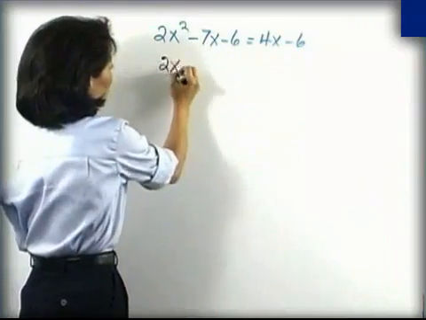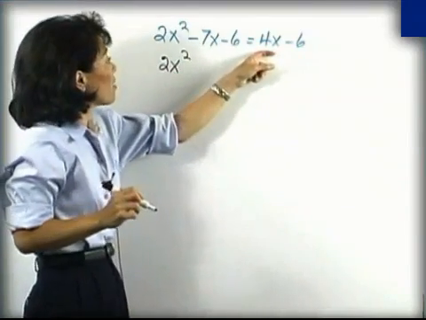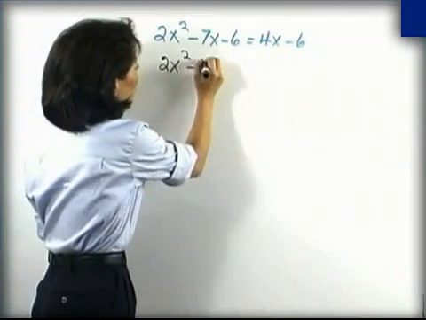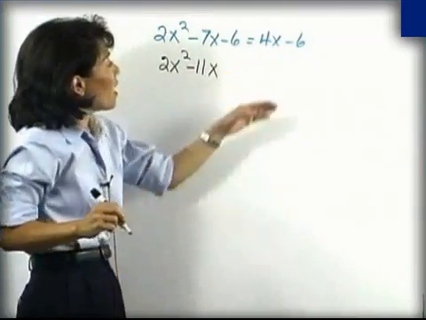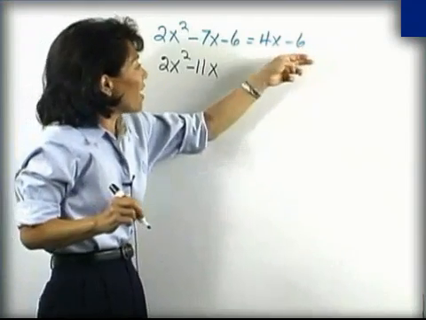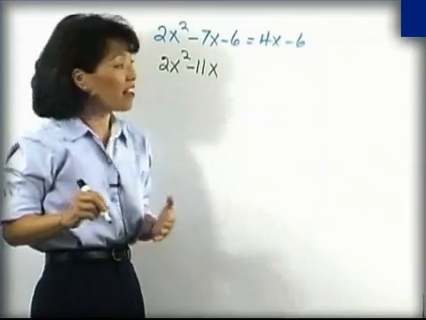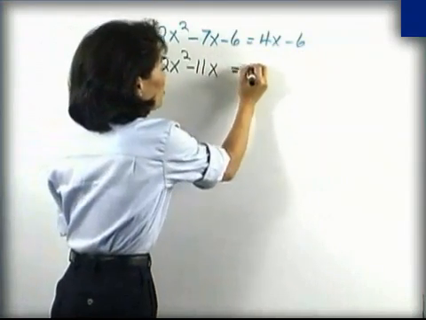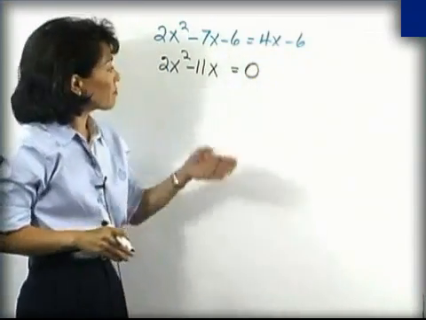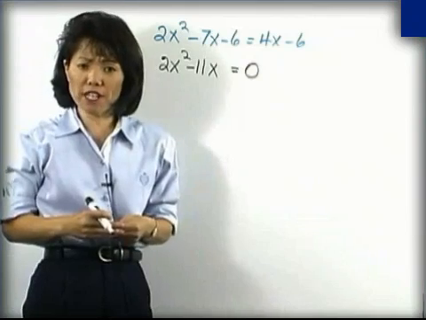So we have the 2x squared up front. Again, we're subtracting 4x from both sides, so negative 4x plus that negative 7x there gives me negative 11x. At the same time, we're going to add 6 to both sides of my equation. Add 6, negative 6 and positive 6, 0. So I don't have a constant term, and that's equal to 0 on the right-hand side. Now that we did this, how are we going to solve this quadratic equation?